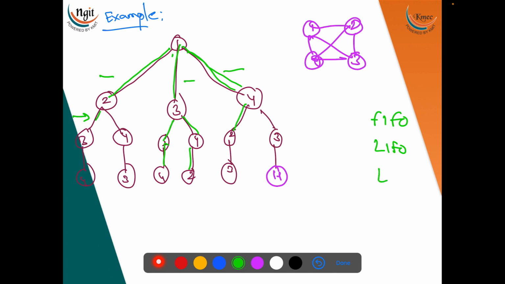So I told you that I'm going to use least cost. So I'll find the cost of each node. Then I'll choose whichever is lesser than all, and that node will get explored. So this is the branch and bound technique.